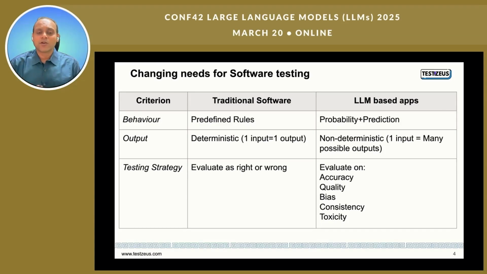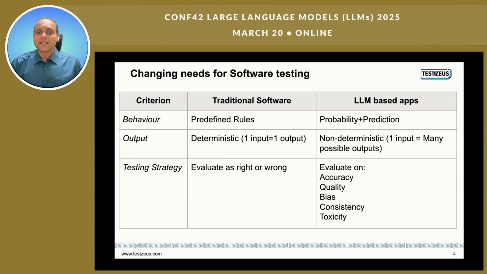As we can see on the table over here, I divided this into 3 columns. The first is criterion, second is the comparison between traditional software, and the third one, LLM based apps. The first example is behavior. For example, the traditional software behaves in a very predefined way based on the rules that it has. Think of it as a program having if, else, if. However, on the other hand, LLM based apps give the behavior of probability and prediction.